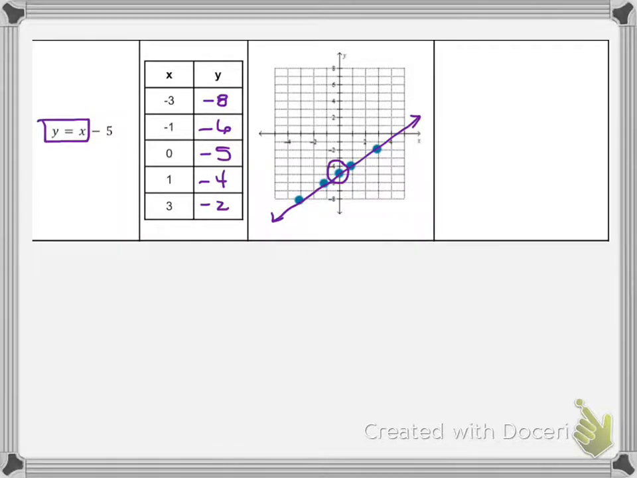And so what I'm going to say for my transformation is that it is a vertical shift down 5. Okay? And we call that a translation. Okay? But I'm okay with you putting vertical shift down 5. All right, let's look at another one.